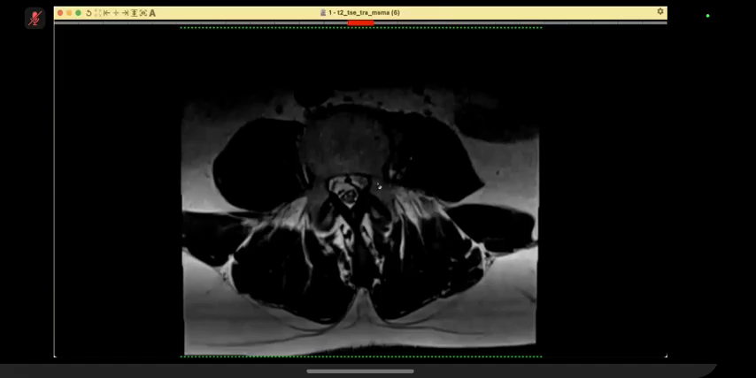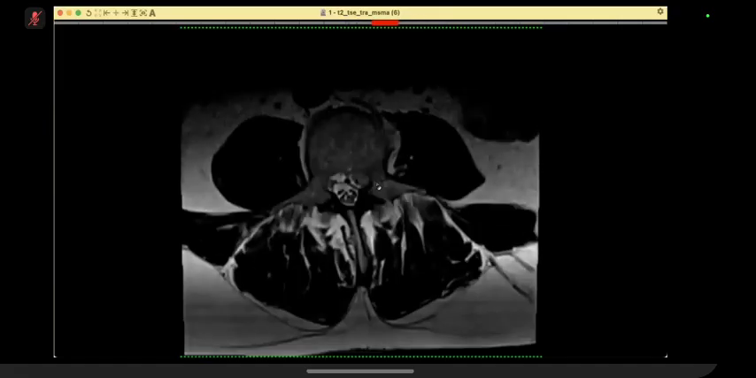It was well done to ask for contrast, just to rule out any neurofibroma or a schwannoma, a nerve sheath tumor, but there was none.